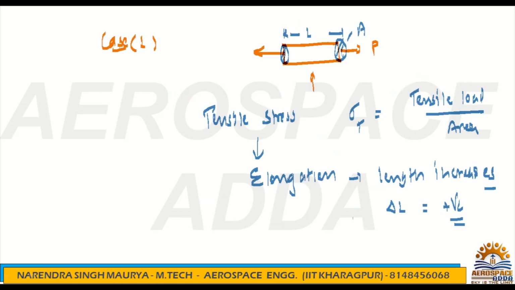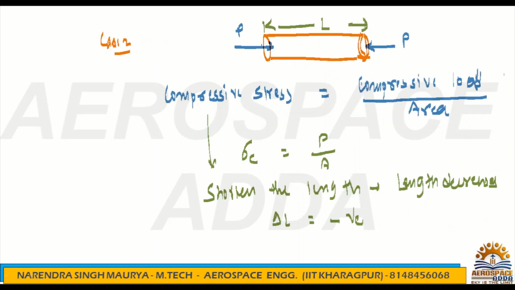But what is happening here? It is trying to elongate the object. So in case of the tensile stress, it is tensile load by area, but the change in length will be increasing here. Similarly, in case of the compressive stress, it is compressive load by area, but it shortens the length, so the length will be decreasing. So whatever the change in length, delta L is nothing but negative. Two cases are done.